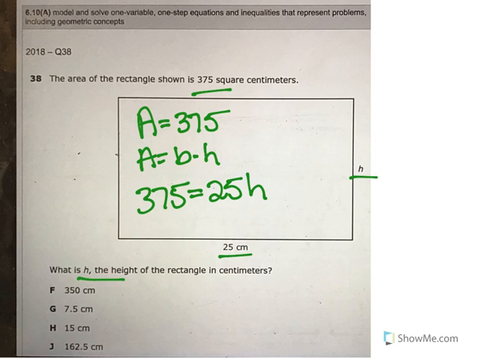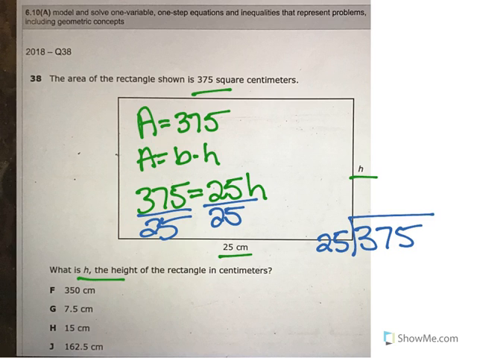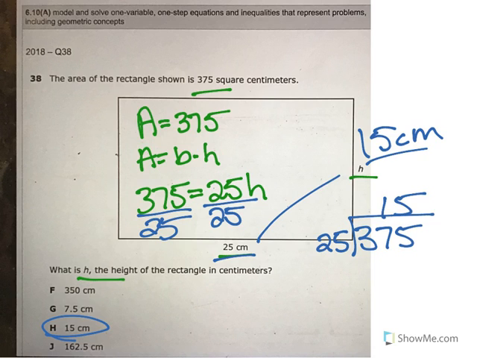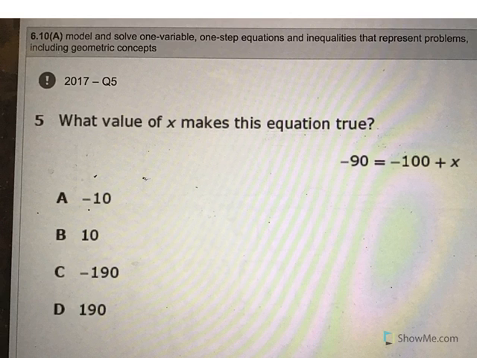If we were to solve this algebraically, I would say I'm multiplying by 25. What's the inverse of multiplying by 25? I'm going to do this in a different color. Dividing by 25. Whatever I do to the right side, I do to the left side. And so then I just divide 375 by 25, and I'm going to get 15. So, your height is 15 centimeters. Why? Because again, how do we find the area of a rectangle? Base times height, and 25 times 15 is 375. That's right. So our answer is H.